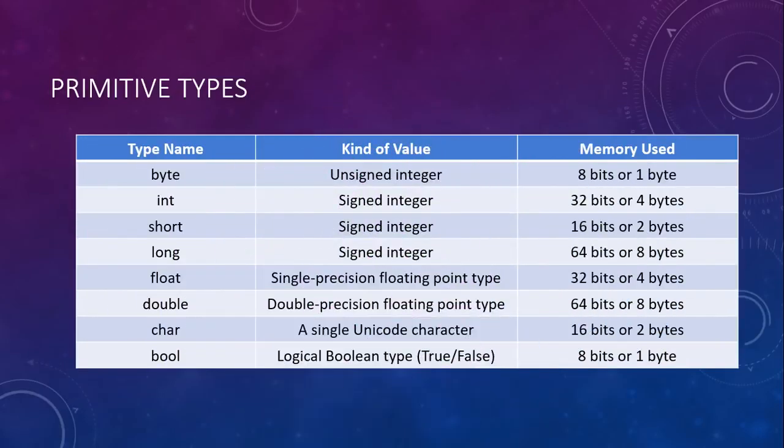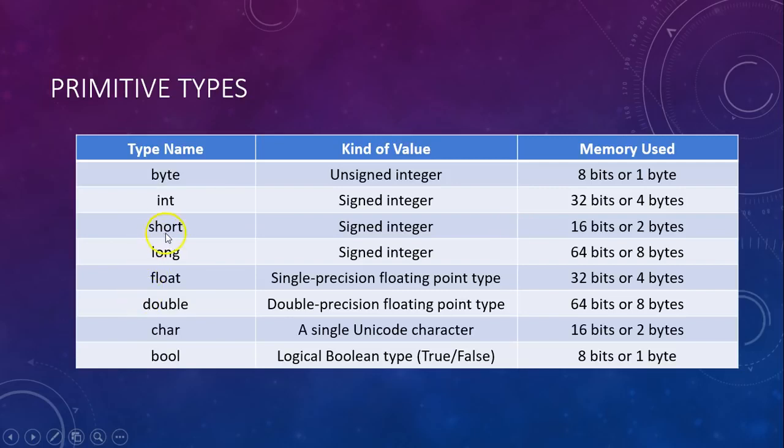All right, and here are some primitive types, and this quick table tells you what they are used for. For example, we have a byte, which is 8 bits or 1 byte of information. That's an unsigned integer. We have an int, which is going to be one of our most common ones that we're going to use. That's a signed integer. The big ones you're going to need to know, besides byte, are int, short, long, float, double, char, bool.